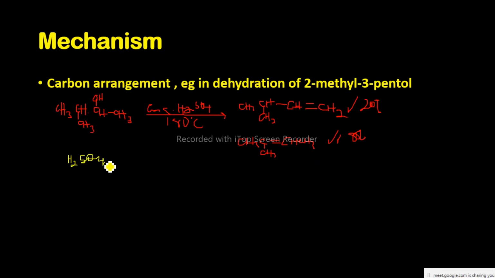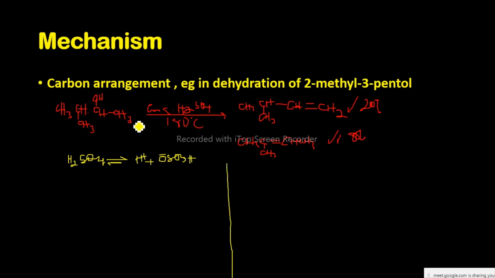Concentrated sulfuric acid. I'm saying concentrated sulfuric acid, so it will partially dissociate to give you hydrogen ions plus hydrogensulfate ions. You can write them like this, it is all the same thing. Now that is the first step. Let's first divide our bond.